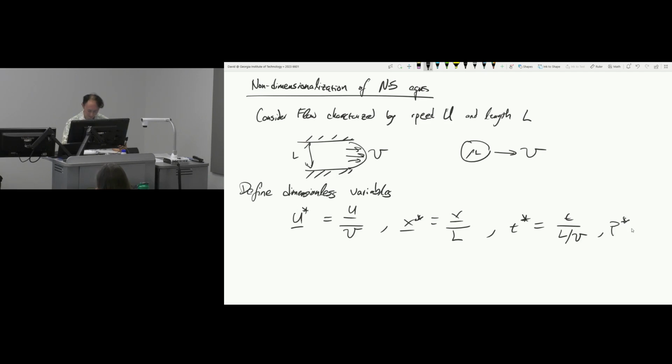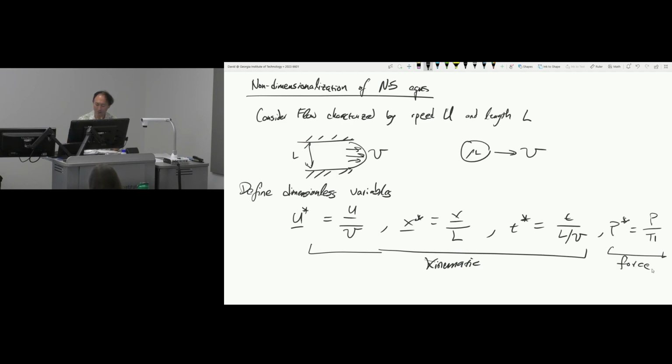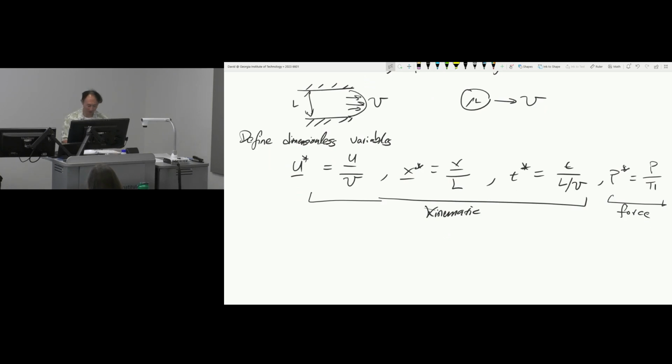Now once you define how big the problem is and how fast it's moving, that's as far as you can go. The rest depends on whether the flow is what's called high Reynolds number or low Reynolds number. So right now, we're not going to define a pressure. We're going to let the non-dimensionalization process tell us what this pressure pi is going to be. It makes sense: pressure is a force, whereas length and time are kinematic variables. So we need to wait a little longer to see how the governing equations tell us what that pressure should be. That's p over pi, where pi is an unspecified characteristic pressure.